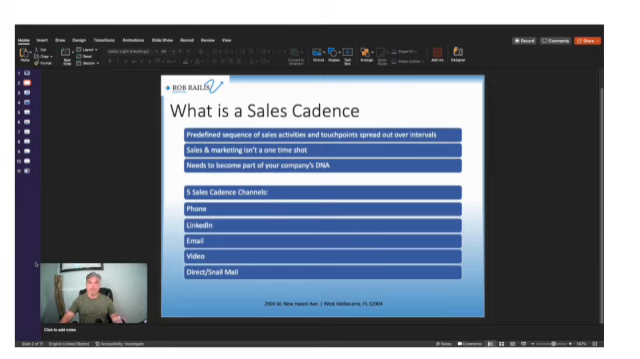So we have 5 cadence channels. Most places online are going to say 4. I say 5. And here are the 5 that I incorporate into my sales cadence. We have phone, we have LinkedIn, we have email, we have video, and then we have direct mail and/or snail mail. These are the channels that you can use in your cadence.